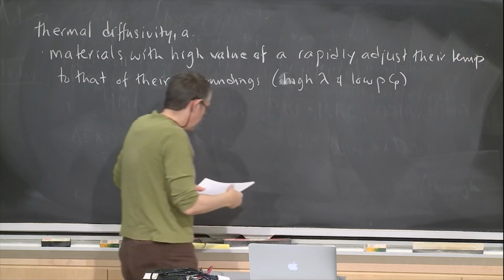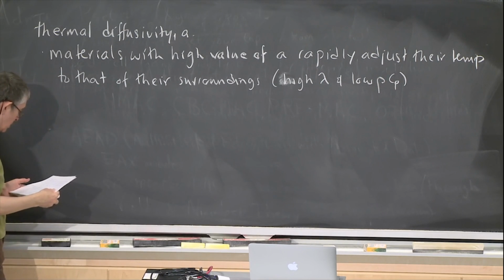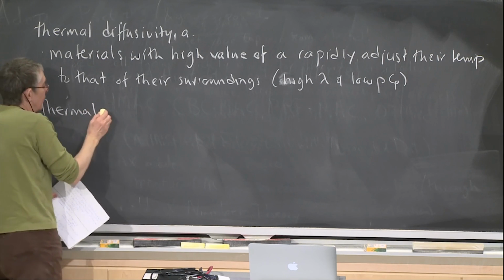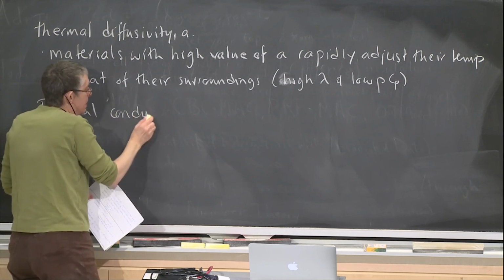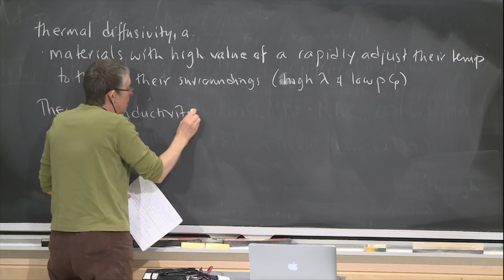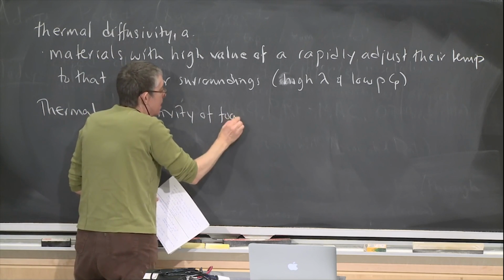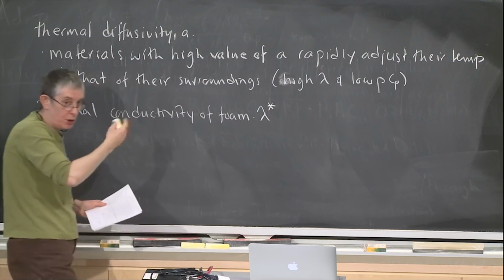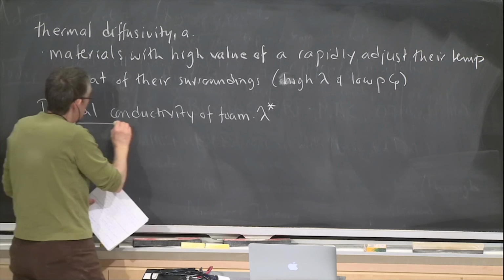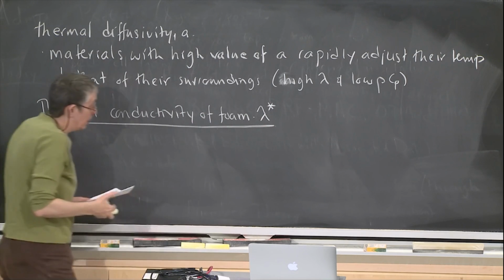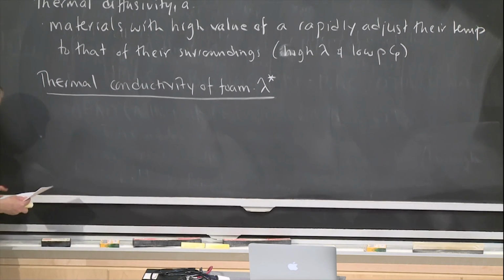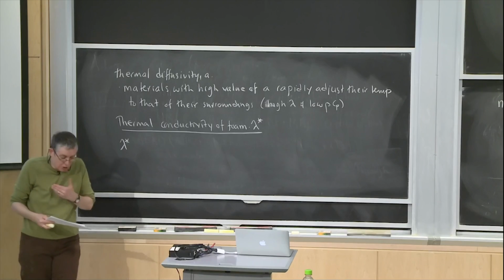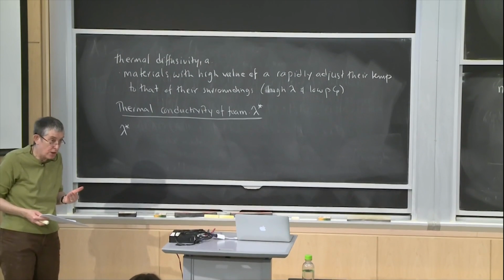Okay, so then let's talk about the thermal conductivity of a foam. I'm going to call that lambda star. So the star is the foam, and then lambda s will be the lambda for the solid that it's made from. So if you think of the thermal conductivity of the foam, there's contributions from different types of heat transfer.